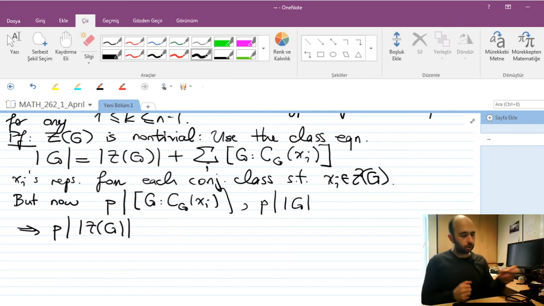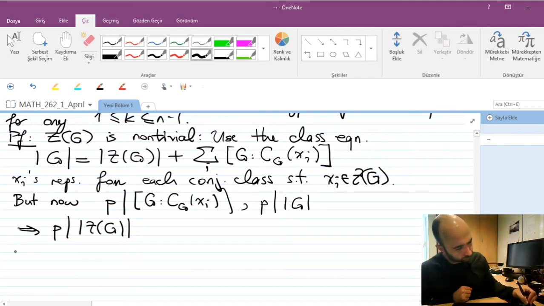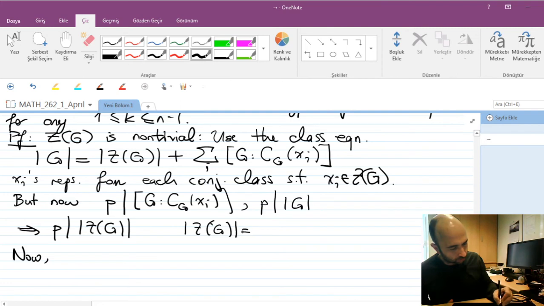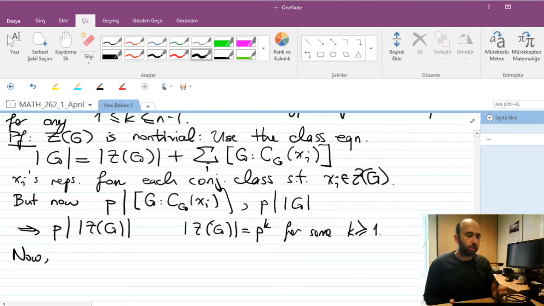But now the center is not trivial. It has an order divisible by p, so let me write this order. This must be p to the k for some k greater than or equal to 1, and obviously it's abelian, so Z(G) will have some subgroup of order p.